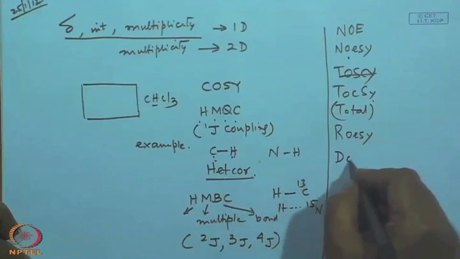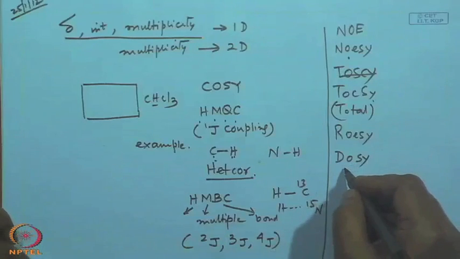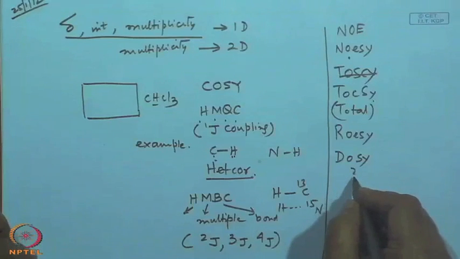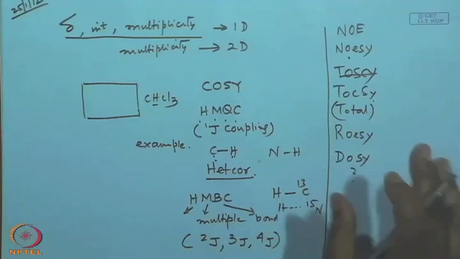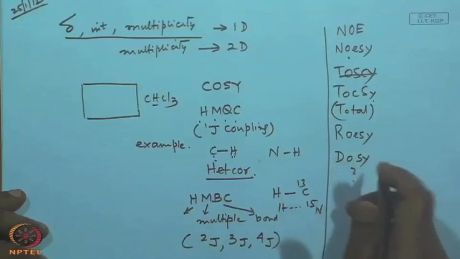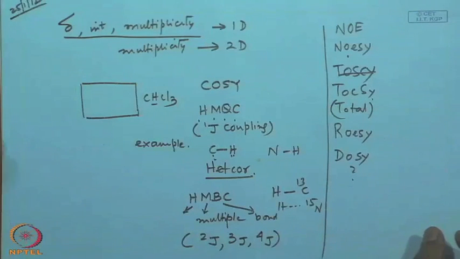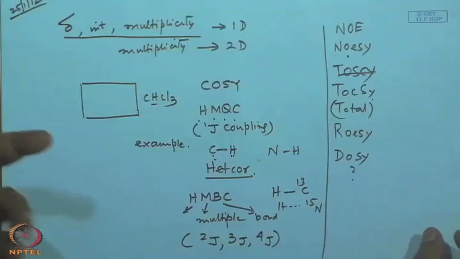Then some people use DOSY. DOSY is diffusion ordered spectroscopy, something like that. I think it is used mostly by physical chemists for solution structure and solution dynamics, like Professor Nilmani Sarkar uses DOSY spectra. Suppose you have an amine bound to a solid surface and one freely floating in the solution, how do you differentiate them? Both would look alike in the NMR, but by using DOSY you can differentiate them.